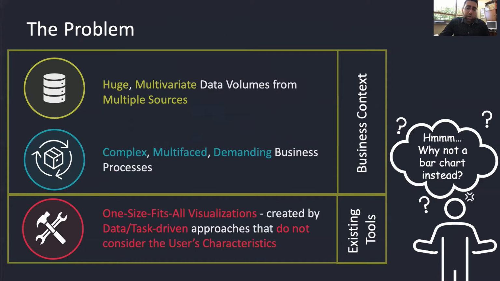This nature of data and the complex business processes can easily disorient the user from their daily tasks as they get overloaded from the vast amount of visual information they have to process. This can, of course, degrade the user's ability to make correct and efficient decisions.